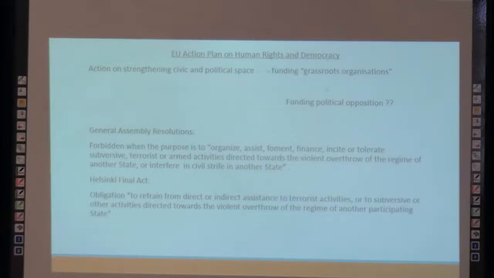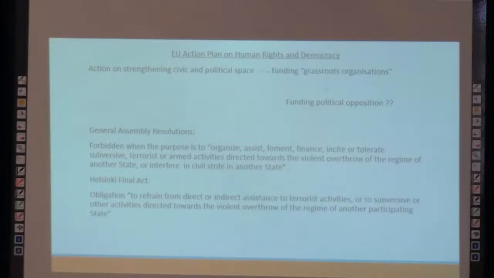Through this type of instrument, the European Union funds organizations or individuals that do not support the government in the country. And some non-democratic governments have considered this a way of funding political opposition. According to the General Assembly resolutions regarding the principle of non-intervention and propaganda, it seems that these actions are forbidden when the purpose is to organize, assist, foment, finance, incite, or tolerate subversive, terrorist, or armed activities directed towards the violent overthrow of the government.